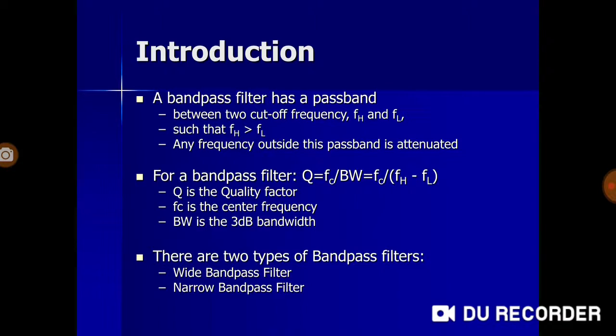For a band pass filter, Q is equal to Fc by bandwidth, or Fc by FH minus FL. The bandwidth is basically the range of frequencies FH to FL, so it is given by FH minus FL. Q is the quality factor, which determines the frequency selectivity of a network. And Fc over here is the center frequency. Center frequency means it is approximately the mid frequency between FH and FL. So that is the center frequency.